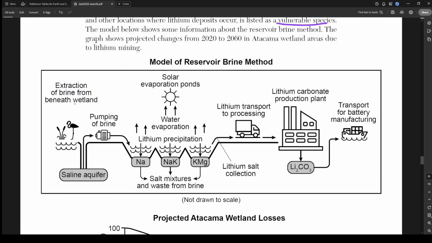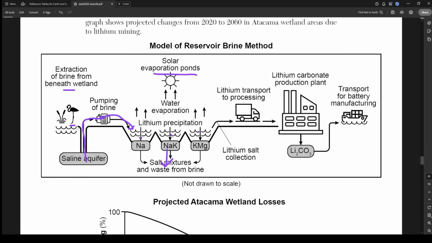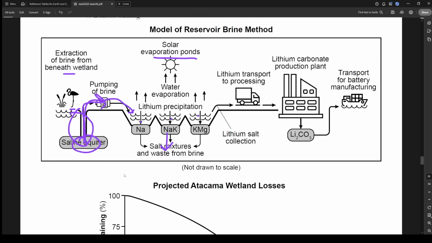Let's just go from left to right. Ready? Extraction of brine from beneath the wetland. Okay, that happens. So there's your flamingo. You're pumping the brine into here and putting it into these evaporation ponds. Okay. So you're left with the lithium as precipitates, and then your waste goes underneath it. Okay, and then you transport the lithium out to a production plant, and then you make your battery. So you're pulling water from an aquifer up, out.